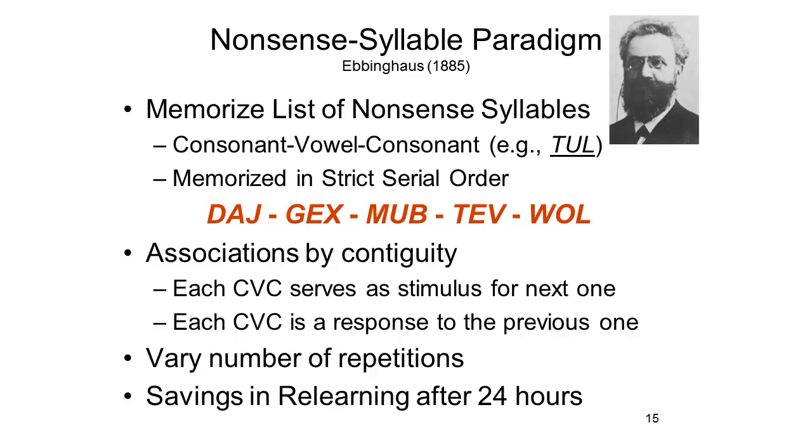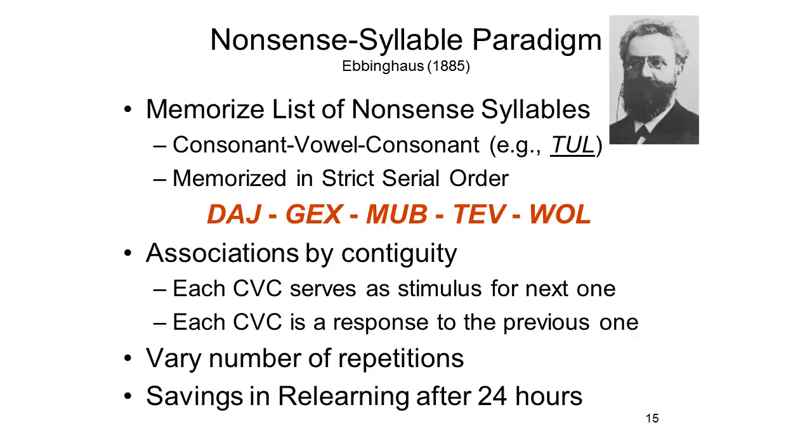He was really interested in the principle of association by contiguity, which was the big principle of association back in the 19th century, and he didn't want any extra experimental associations mucking up his experiment. So the idea is that by arranging these nonsense syllables into a list, each nonsense syllable, each CVC, consonant, vowel, consonant, would serve as a stimulus for the next one in the list.